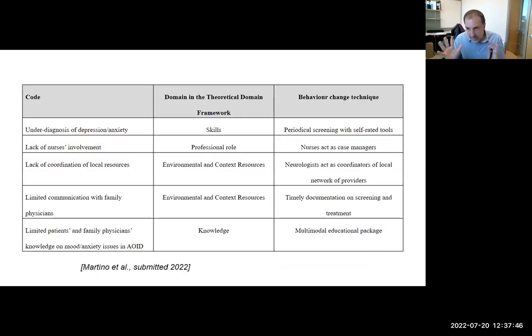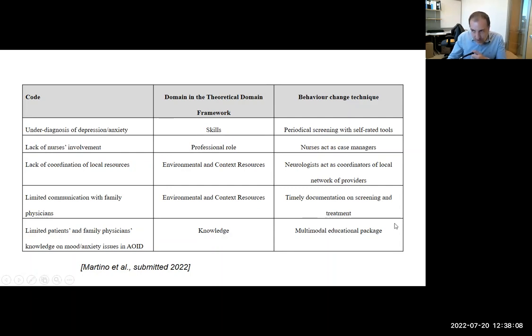And this slide just summarizes the key barriers that were identified, that include, of course, the underdiagnosis of depression and anxiety, the lack of nurses' involvement, lack of coordination of local resources, the limited communication with family doctors, and the limited knowledge from patients and family physicians on these issues in patients with dystonia.